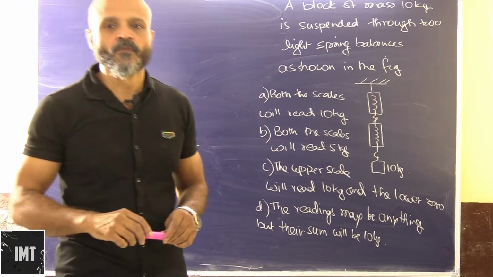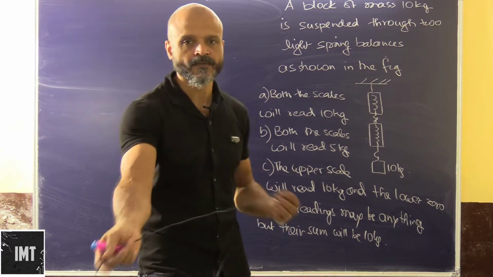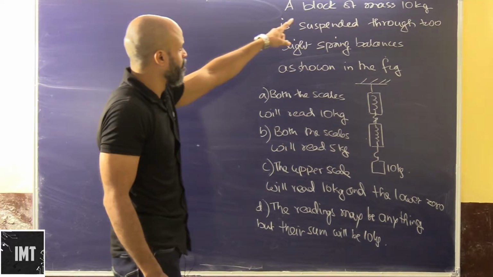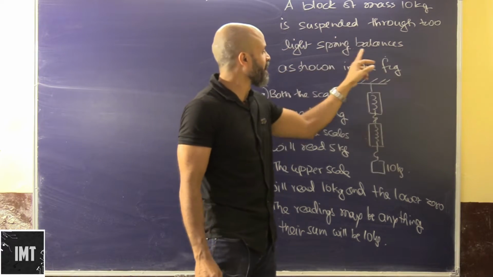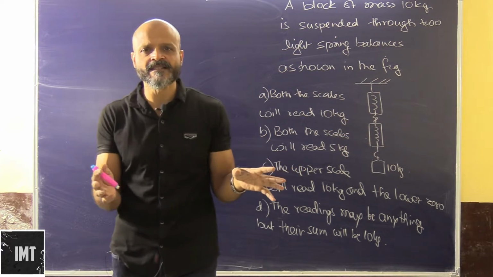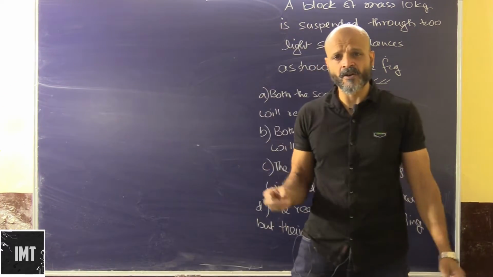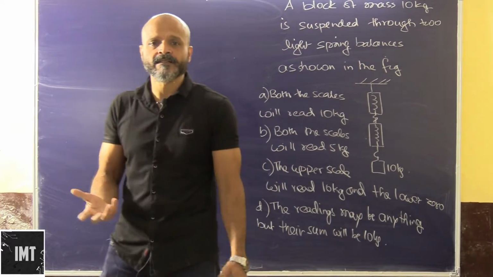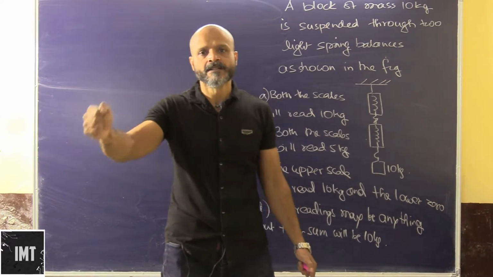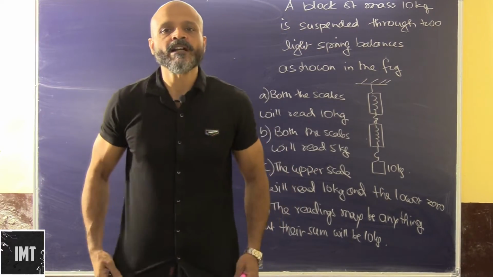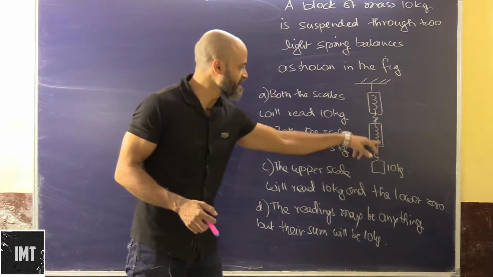Alright, so in continuation with more problems, I'm sure you must have gone through the previous slides. So we will start with this problem. A block of mass 10 kg is suspended through two light spring balances. Spring balance is something that we all must have seen. The rag pickers, who collect the garbage from our homes, especially in Indian homes, use this kind of a balance to weigh the amount of garbage that they are collecting, and they pay accordingly. So this is basically a spring balance.